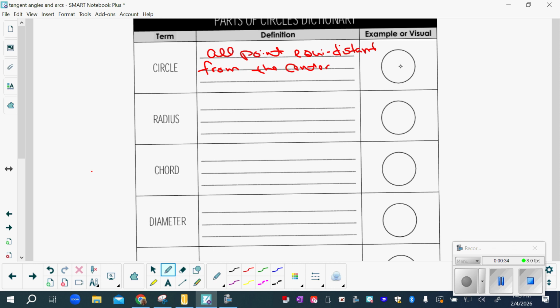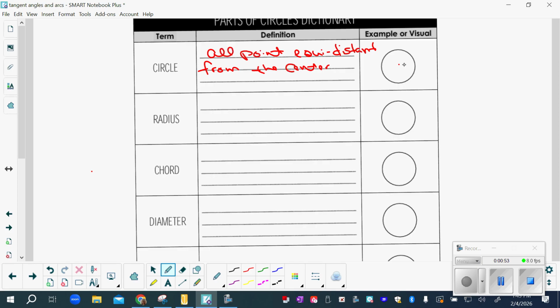Like my board is off a little bit. Sorry about that. You have a dot and every point on the circle is like 3 inches away. That's why it's a circle. It's like a dog on a leash. You hammer the leash in and the dog can walk in the circle. Right? So that is a circle, right?